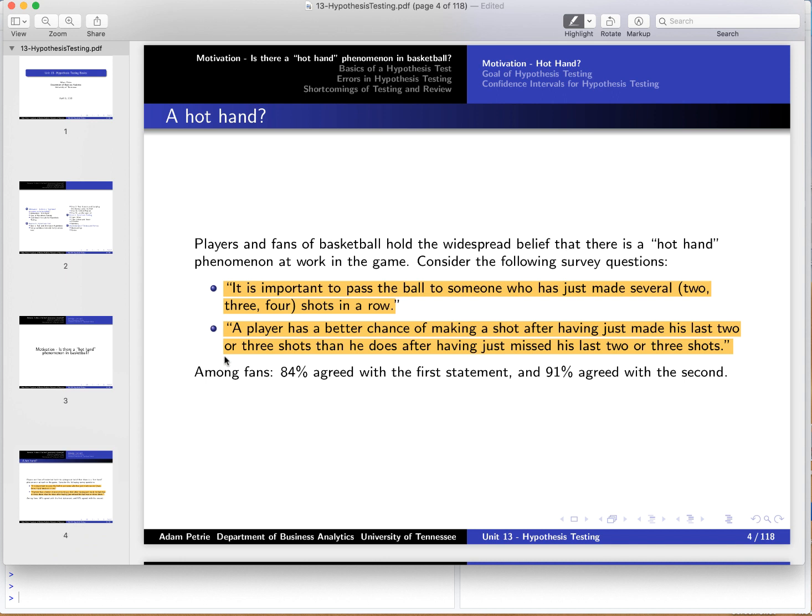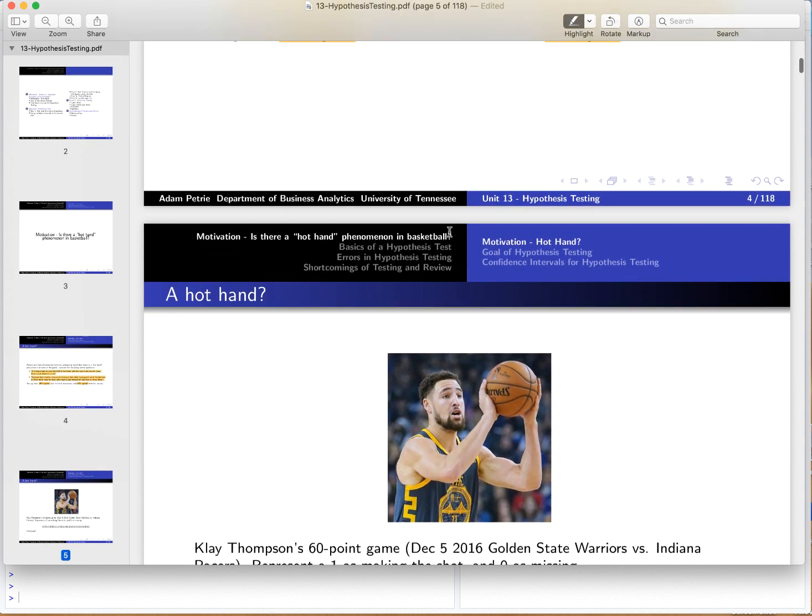And for the first question, 84% agreed with that first statement: it's important to pass the ball to someone who has just made a bunch of shots, there in the zone. And even more, 91% agreed that the player has a much better chance of making the next shot if they just made their last few shots than if they had just missed their last few shots. So there's a pretty widespread belief that whether or not you make a shot is relatively streaky.